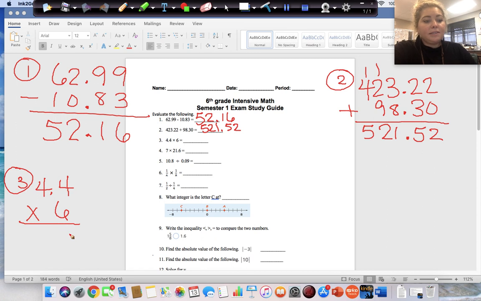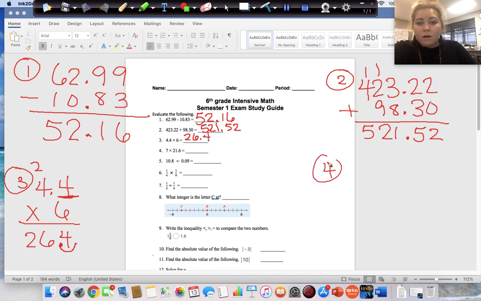Number 3 is 4 and 4 tenths, and we are multiplying that times 6. 4 times 6 is, and you don't have to line up your decimals when you are multiplying. So that's why I can put the 6 underneath the 4 tenths, and it's okay. 6 times 4 is 24, carry the 2. 6 times 4 is 24, plus 2 is 26. We have one decimal place, so I'm going to start at the back of my number and move that decimal place over one time. My answer is 26 and 4 tenths.